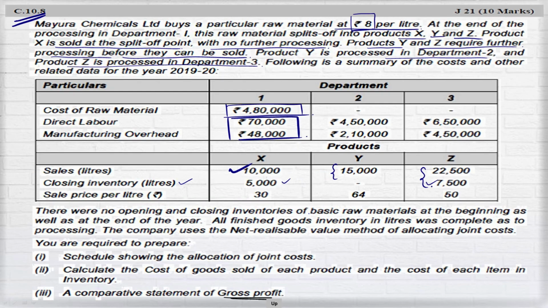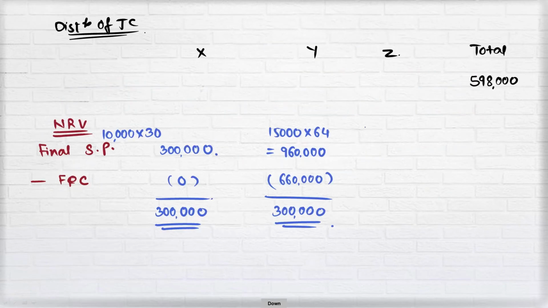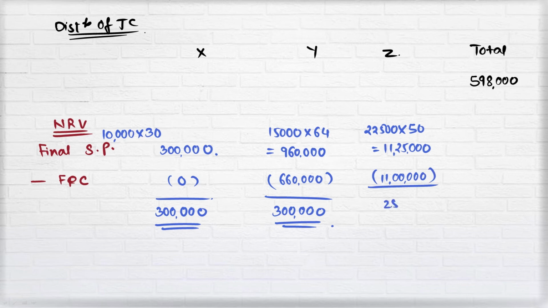Z. How many units are sold? 22,500. 22,500 into what is the selling price? 50. What is the answer? 11 lakhs 25,000 minus further processing cost of 11 lakhs. This answer will be 25,000. This is my NRV and I should distribute the joint cost in the ratio of NRV.